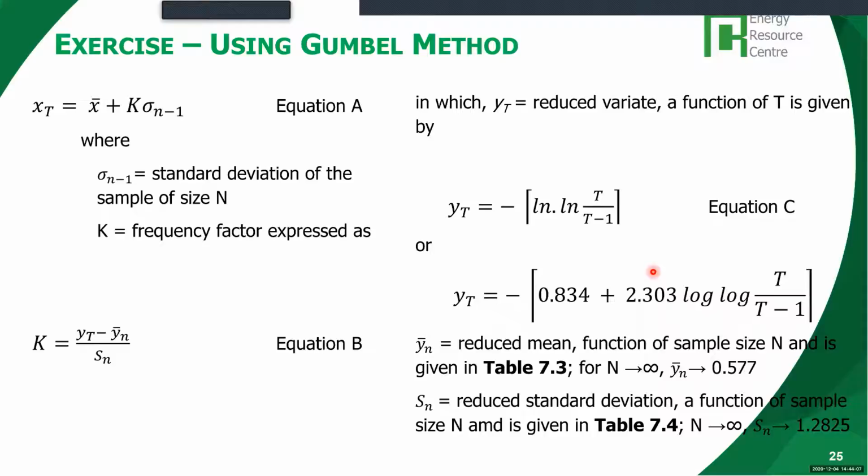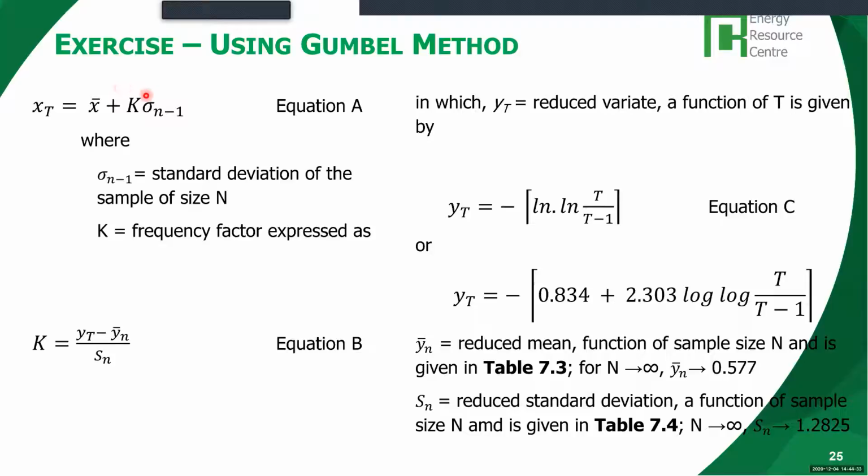Okay. Now, what is the procedure to use the Gumbel method? First of all, this is the general method we use. To get this K, we get the mean from the data and the standard deviation. This is the standard deviation of sample size N. Sigma and X bar are things we get from the data.